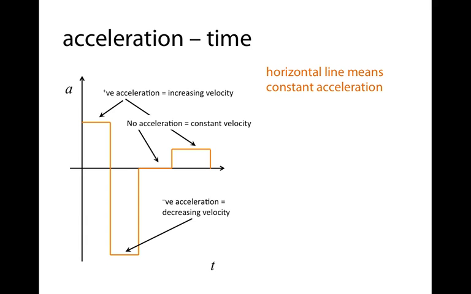Acceleration time graphs. Here's an example of an acceleration time graph. As I said, we're mostly dealing with constant acceleration. So constant acceleration will mean flat lines joined by vertical lines. So the four areas on this graph mean a positive acceleration. Then we have a negative acceleration, decreasing velocity, and then no acceleration, constant velocity for a while, and then finally a small period of increasing acceleration.